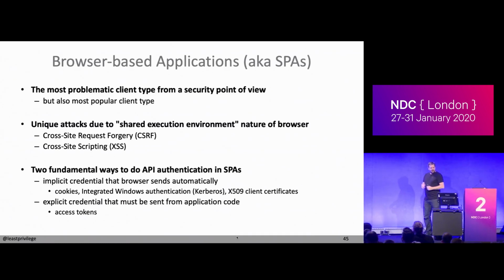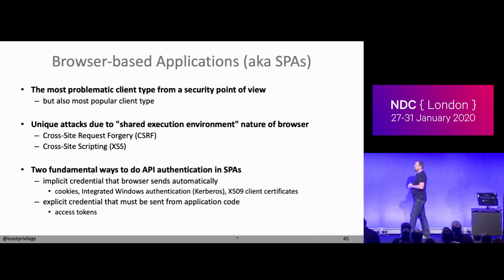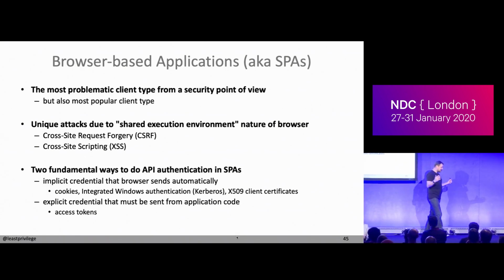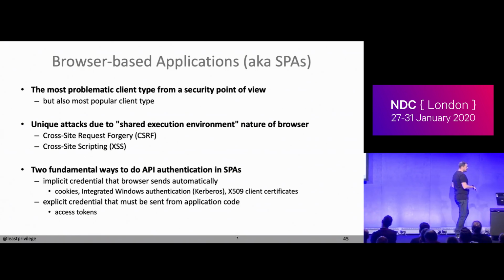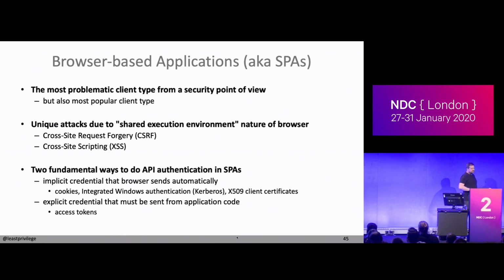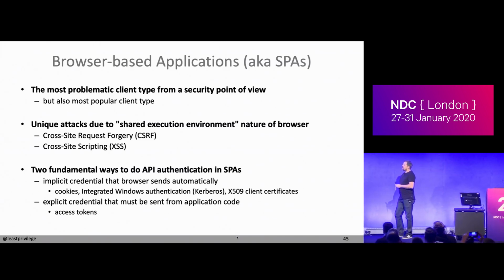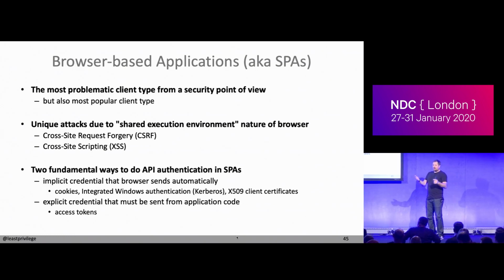Yeah, that is the saddest part of the talk, I'm sorry. Browser-based applications, okay? Everybody does SPAs, right? They're the hotness, I guess. And unfortunately, they are the hardest type of application to secure. And the problem is not the SPA or the OAuth or the protocol or whatever. The problem is the browser, right?